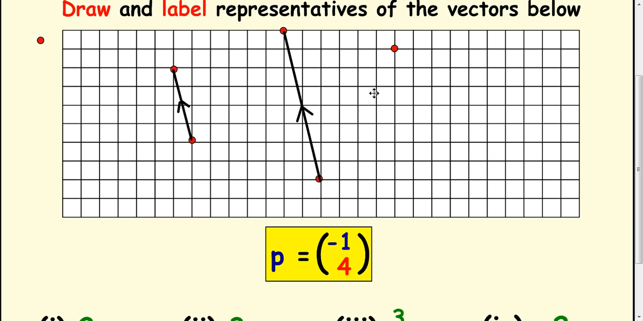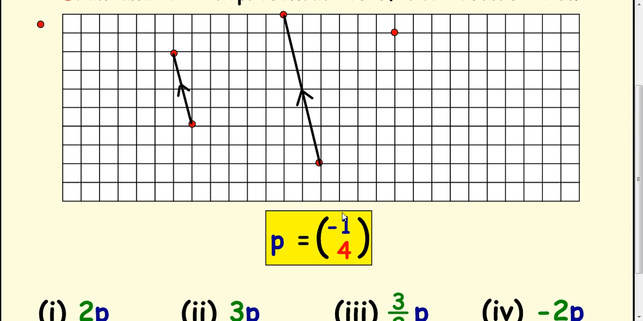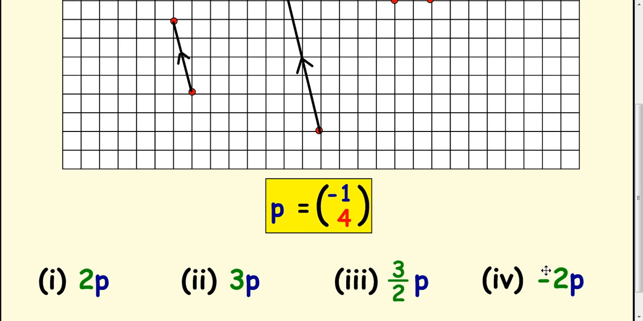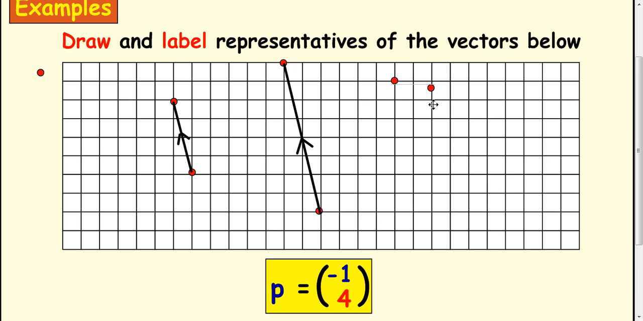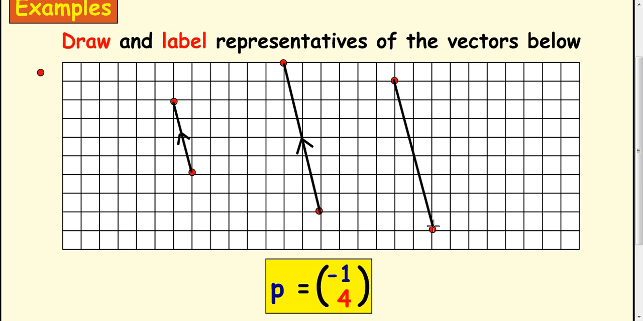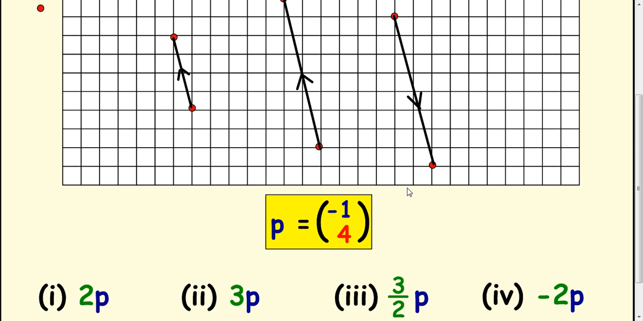So let's start here. If I multiply the negative 1 by negative 2, I get positive 2. So we go along this way, and instead of going up 4, I'm going to multiply the 4 by the negative 2, I'm going to go negative 8, so down 8: 2, 3, 4, 5, 6, 7, 8. And this is my starting point, and this is my finishing point. So you can see that the vector has swapped directions because it's been multiplied by a negative. It's exactly the same size, and it's parallel, but it goes in the opposite direction to the 2p here.